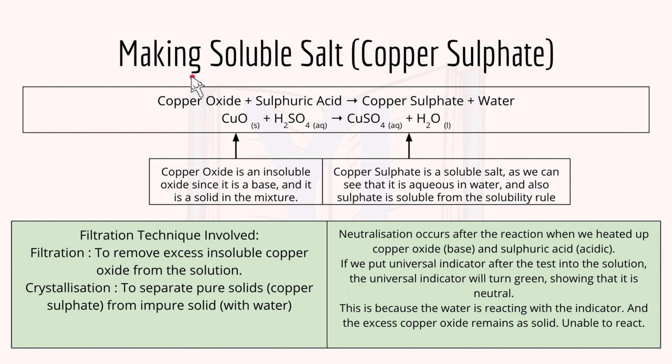Then we have making a soluble salt as well, copper sulphate, and here's more details: copper oxide plus sulphuric acid equals copper sulphate plus water. And copper oxide is a base, so it's not soluble in water. And copper sulphate is a soluble salt, which is aqueous, so it dissolves in water, so that's why we have to evaporate some of the water and leave it to crystallize for the water to further evaporate. And here's the filtration technique and some description.